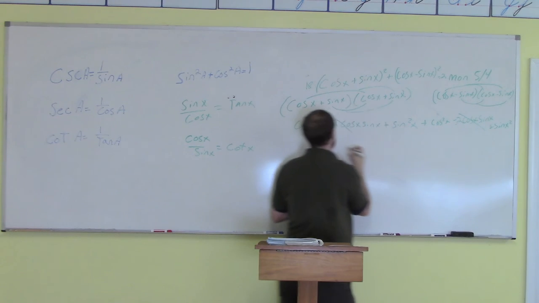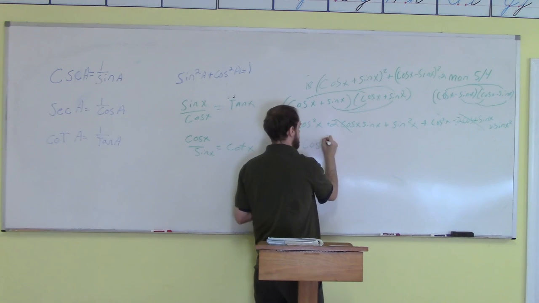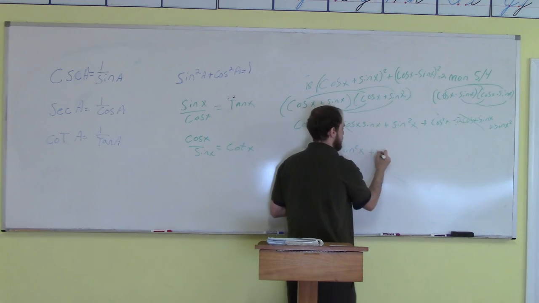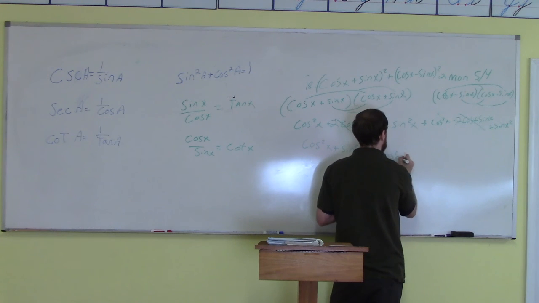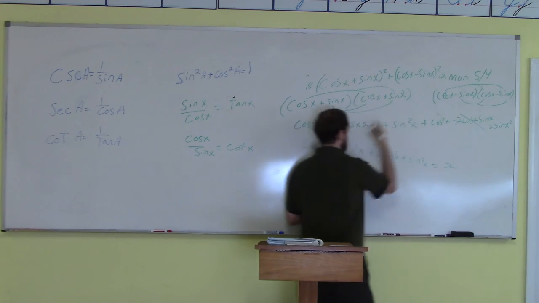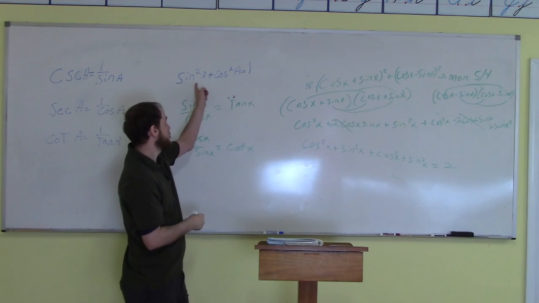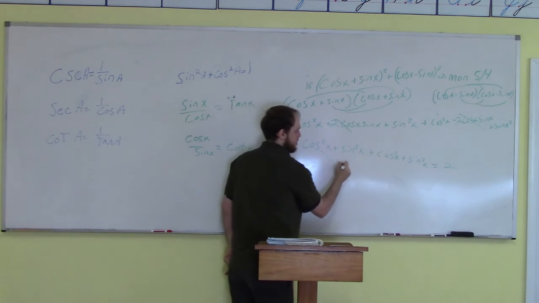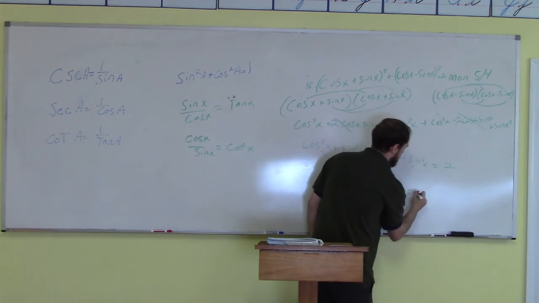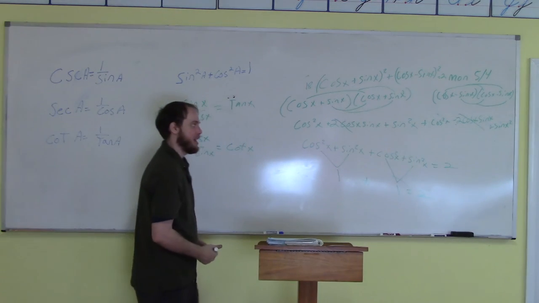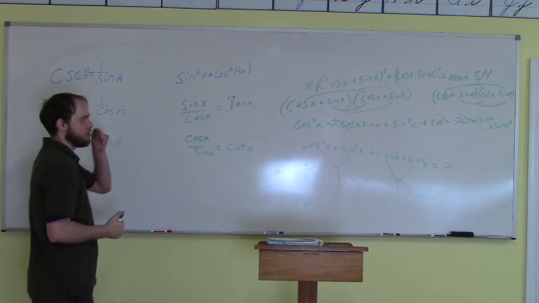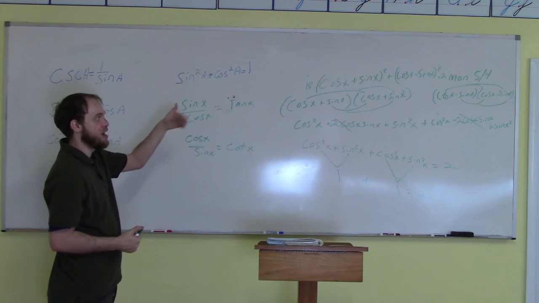Alright, so that'll just leave me cosine squared of x plus sine squared of x plus cosine squared of x plus sine squared of x equals 2. Alright, remember sine squared plus cosine squared equals 1. So this goes to 1. This goes to 1 as well. And so we get 1 plus 1 equals 2. And so that would prove it out. And so again, we're just using algebra and all this stuff on the left to then prove that the left is equal to the right.